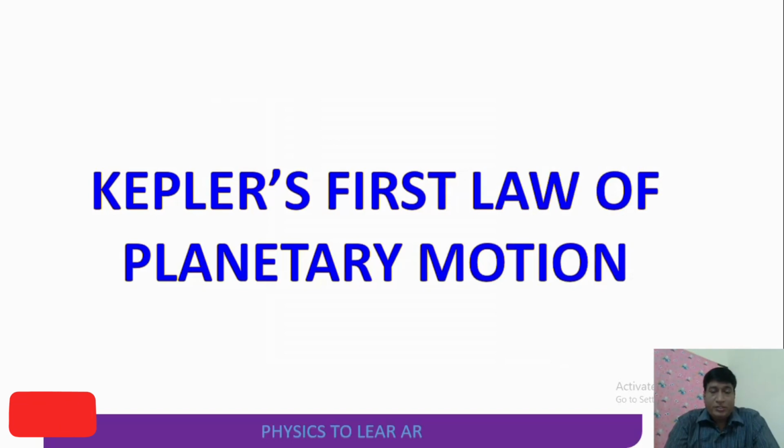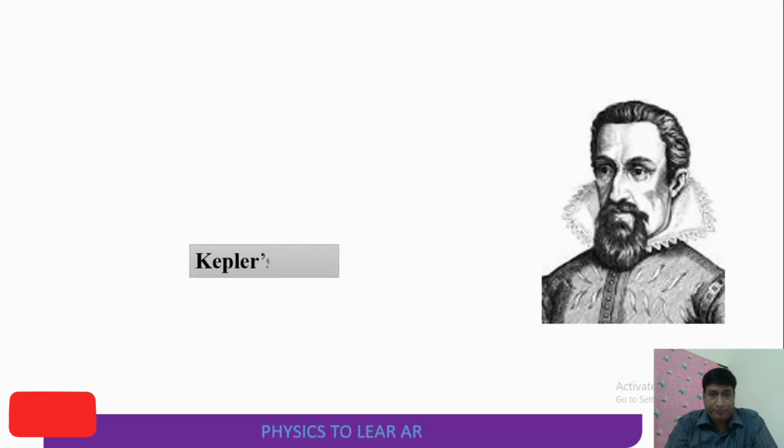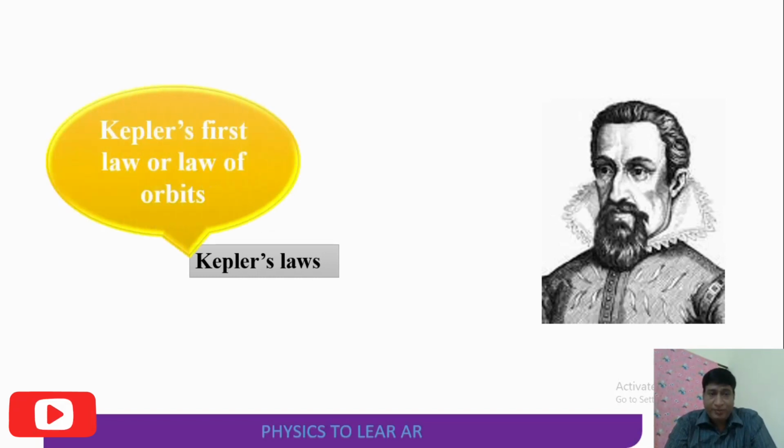Kepler's laws can be taken as three types: Kepler's first law, Kepler's second law, and Kepler's third law. Kepler's first law of planetary motion concerns the motion of objects around the sun. Kepler's laws were explained by Kepler, so they are named after that scientist. Kepler's first law we can also call the law of orbits.